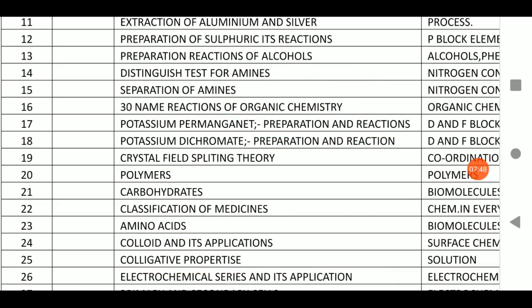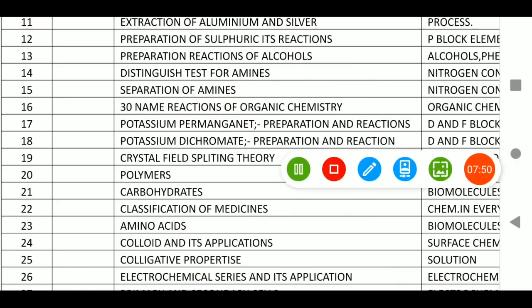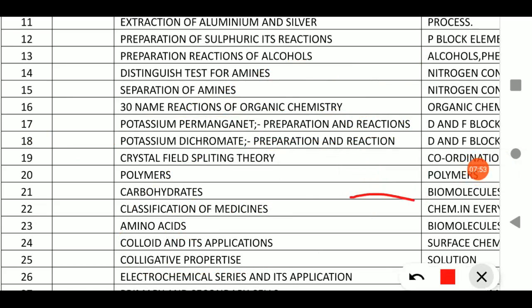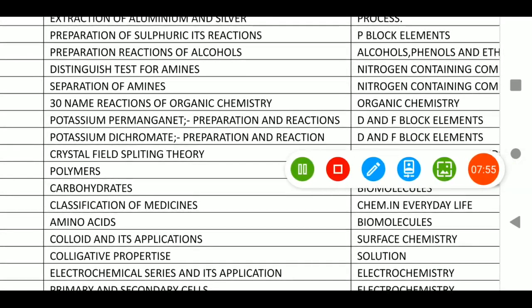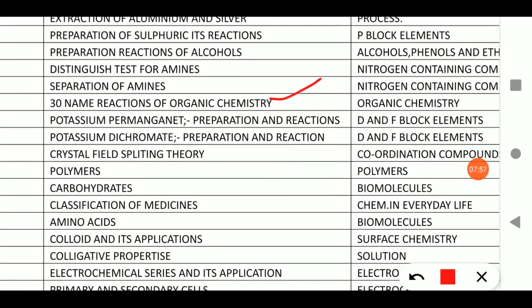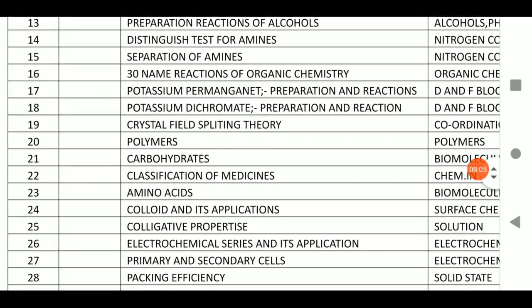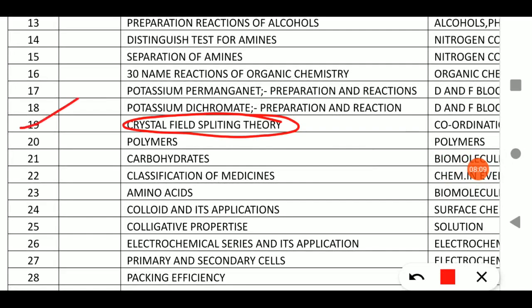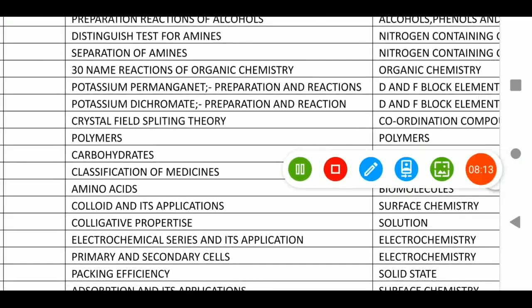Okay, next, these topics are from which chapter, student? I told you, organic chemistry I have told about up to here, and potassium permanganate is D and F block, same. Potassium dichromate D and F block. Next is crystal field splitting theory, important. Roll number 19 will get crystal field splitting theory. It will be from coordination compound.